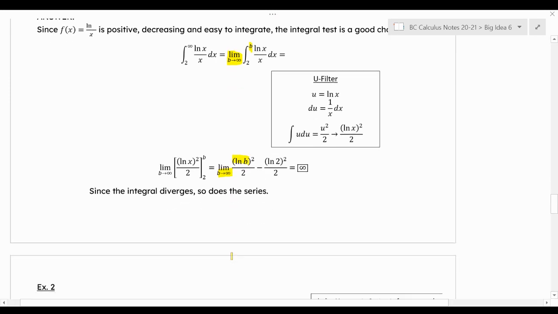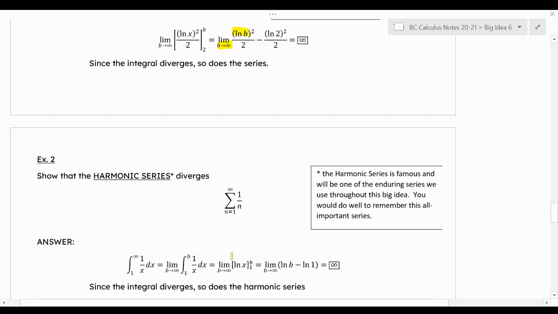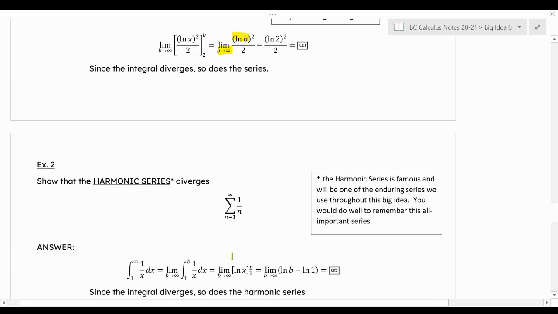Let me show you another one. So the harmonic series, ooh, not that kind of harmony, but, well, I don't even know what that was, honestly. What was that? The harmonic series is a very important series.